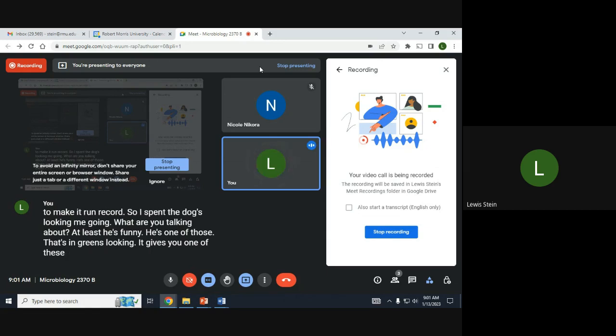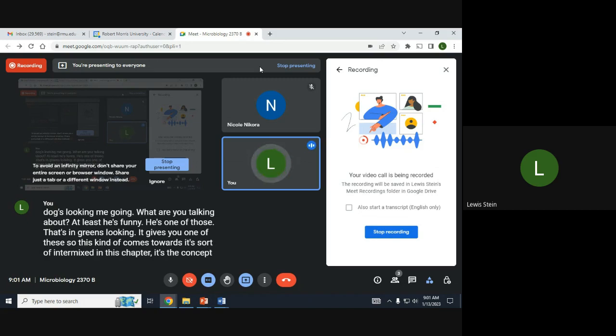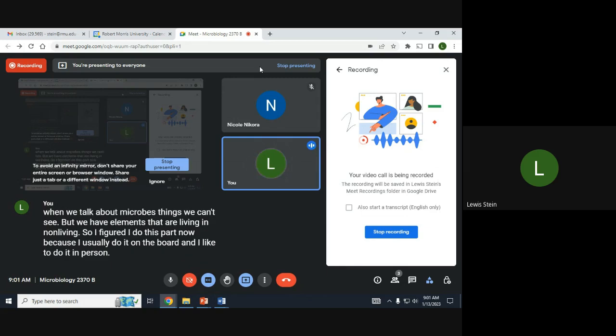Alright, so this is sort of intermixed in this chapter. It's the concept of what we're really talking about. When we're talking about microbes, it's things we can't see, but we have elements that are living and non-living. I figured I'd do this part now because I usually do it on the board, and I like to do it in person rather than virtually, because it's easier for me to demonstrate.